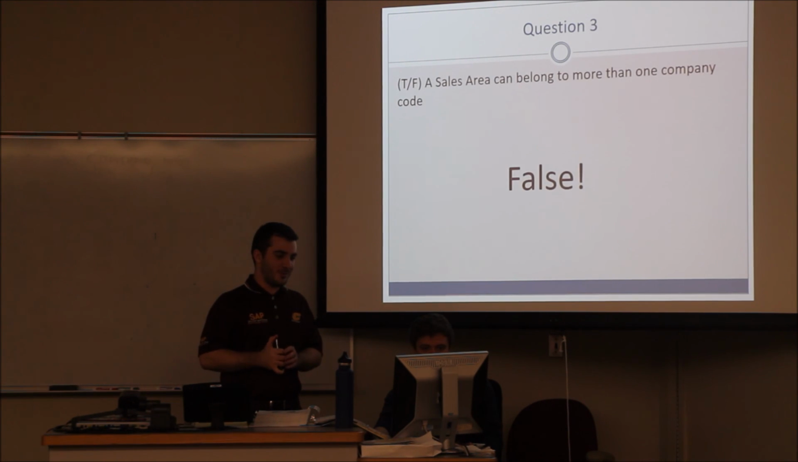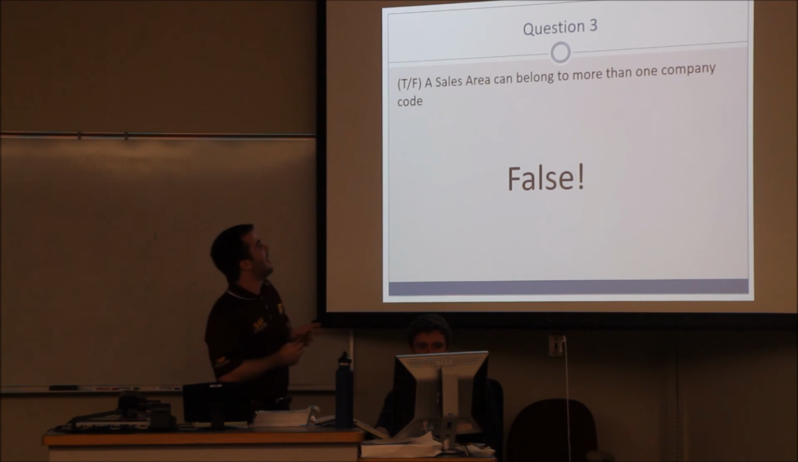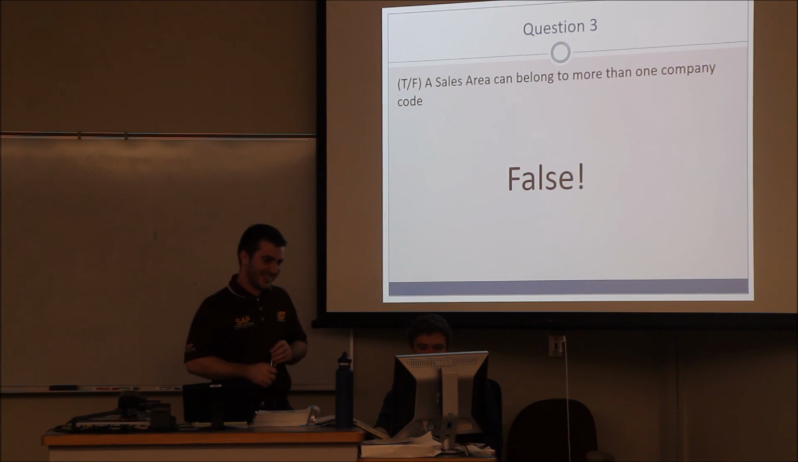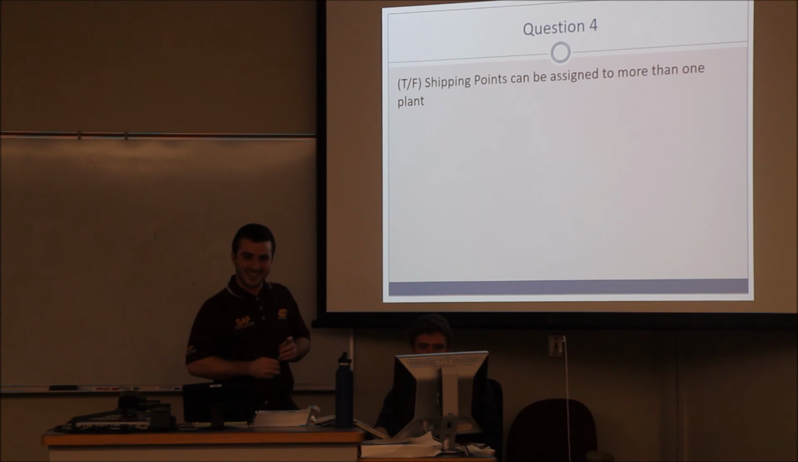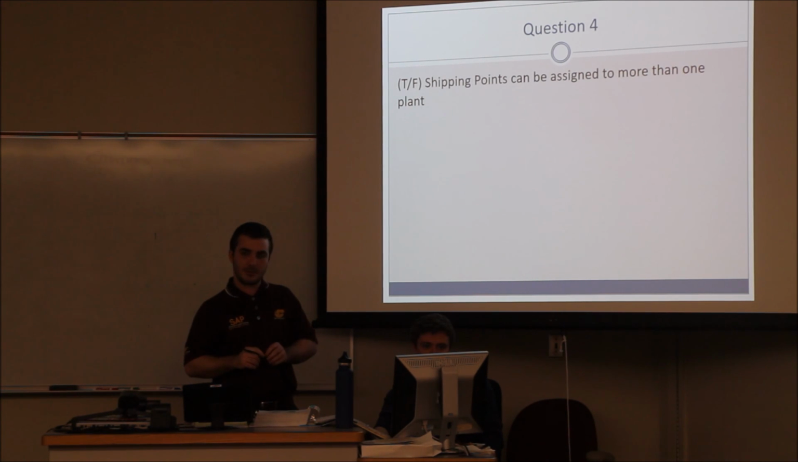Question number 3, true or false. A sales area can belong to more than one company code. Does anybody want to take a stab at it? That's false. That's correct. Nice guess. Question number 4. Shipping points can be assigned to more than one plant. That is true.